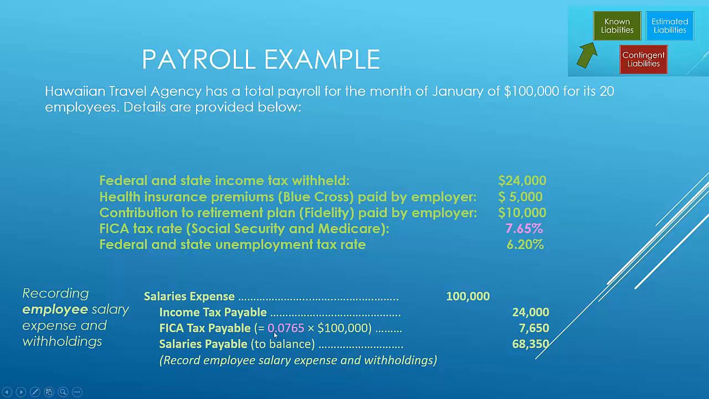And then I just gave you the format of how I calculated that. So I took the $100,000 times the FICA tax rate, which, just for this example, I don't know if it's gone up or down since I've made this slide, is 7.65%. And then they have federal and state unemployment taxes that they have to collect. So anyway, the salaries payable, just to balance that out, would be $68,000. So all the others are taxes that they owe.